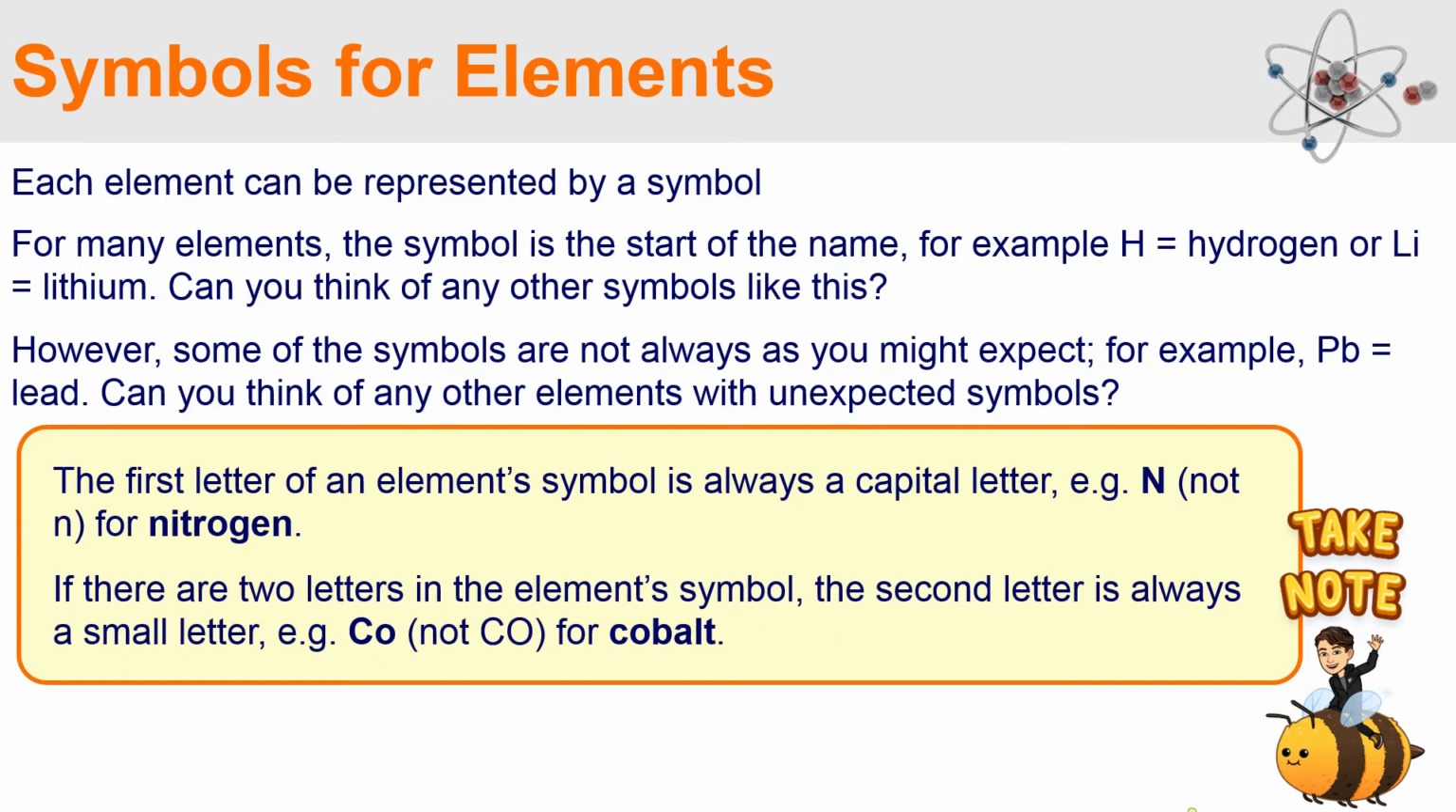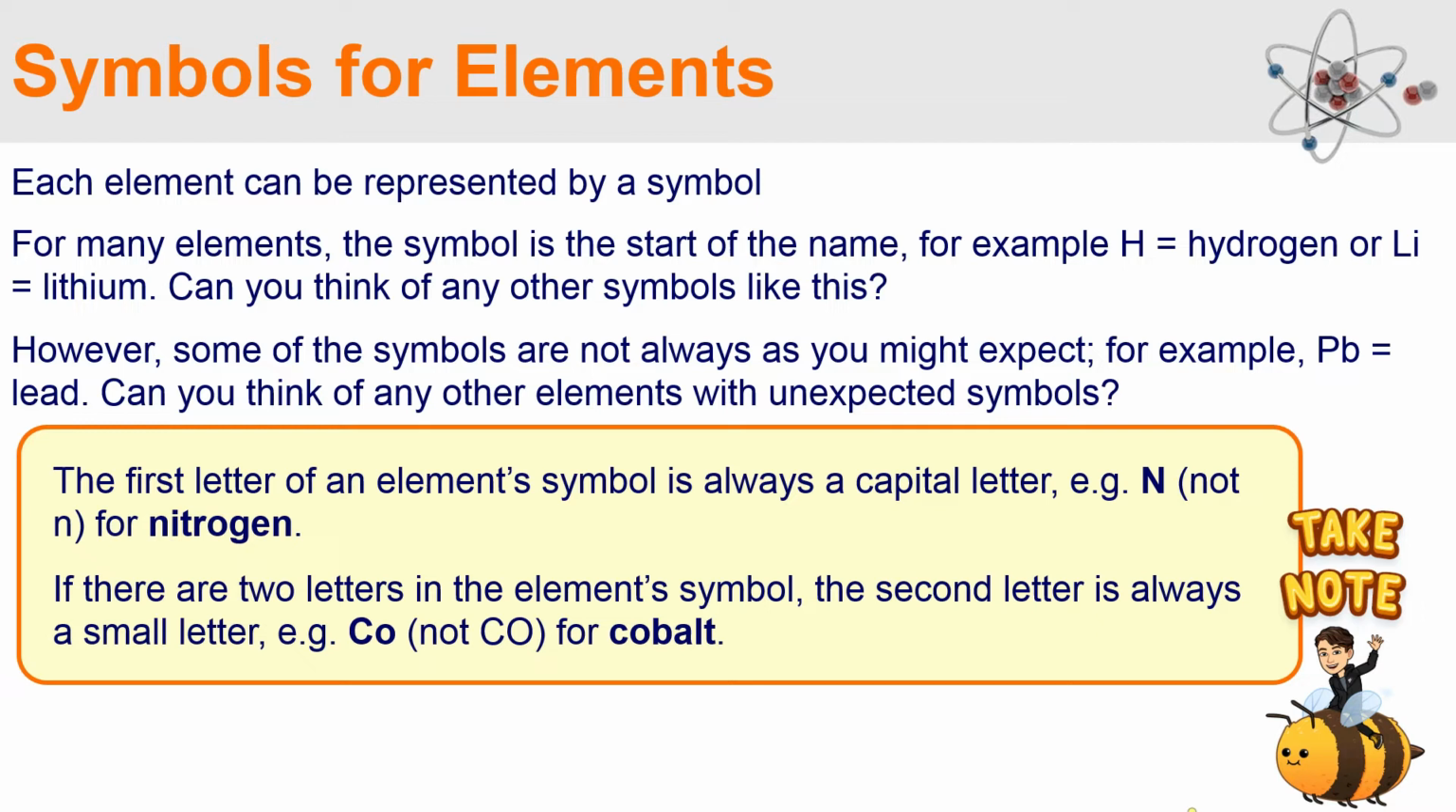So, as you might have guessed, a majority of the elements written in the periodic table are written this way. They follow the first or the second letter to signify the symbol of that particular element. However, you might have also noticed that some of the symbols are not always as you might expect.